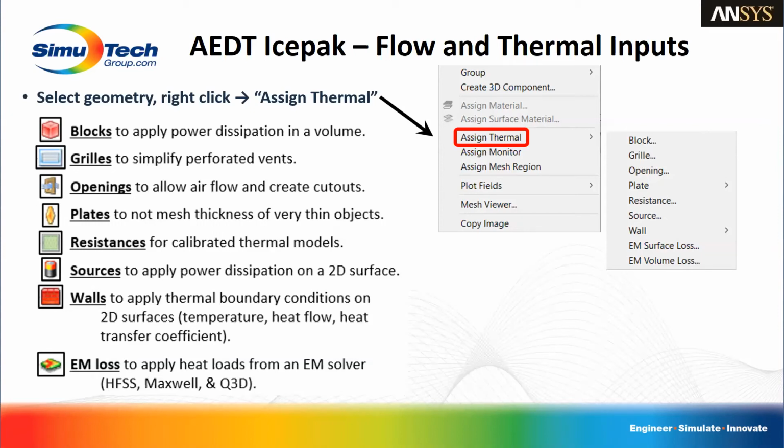Grills, openings, and resistances are all for flow restrictions to provide flow passages. And then walls: you may have some thermal boundary conditions you want to apply on the exterior of your region, your air region. And then we can also have EM surface and volume losses, and those are available when we have a linked solution from an EM product such as HFSS or Maxwell or Q3D.